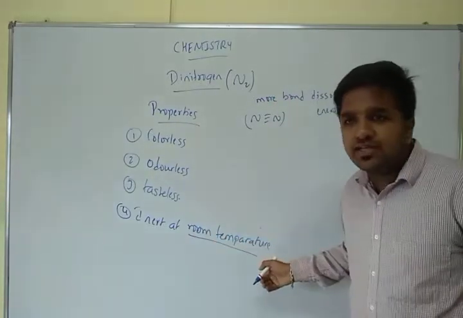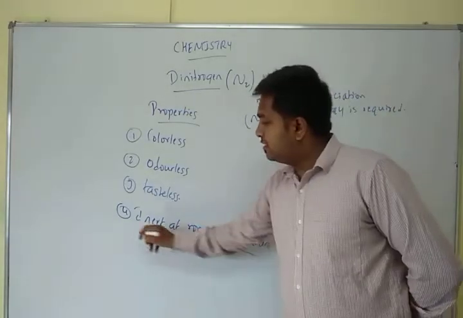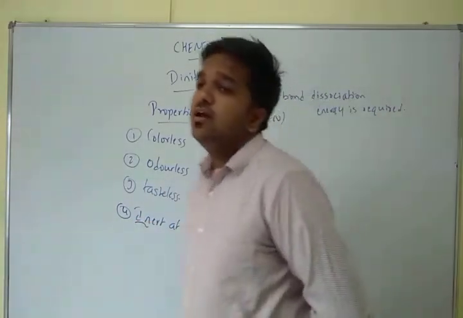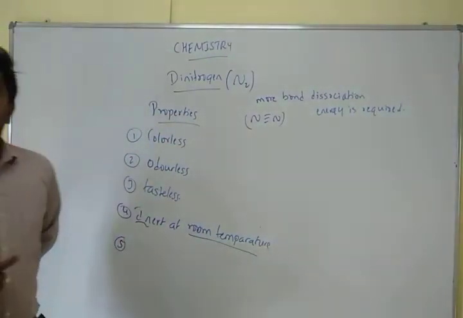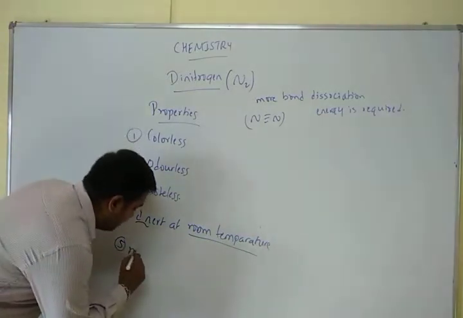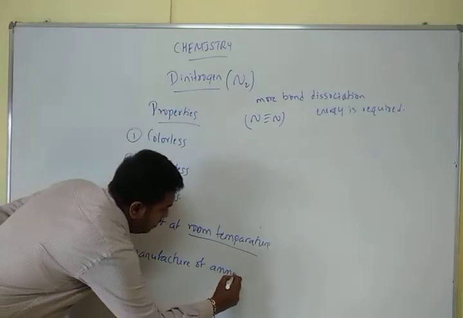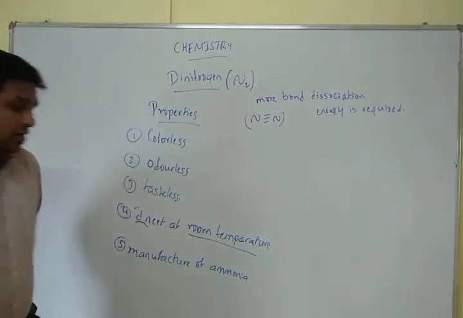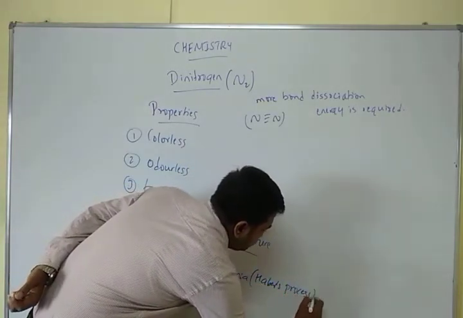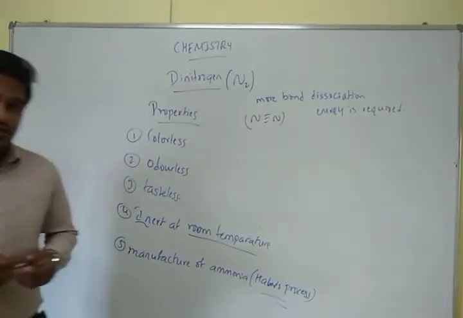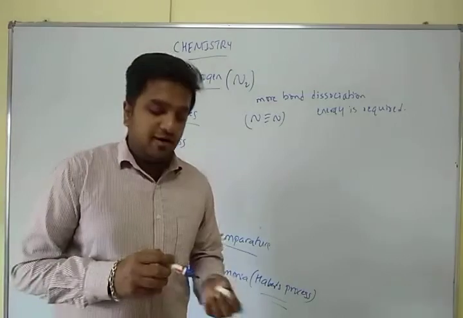But if you increase the temperature, the energy supplied increases and it can easily break this bond. Clear? So the inert property will go away. These are the main properties of dinitrogen. The main use of dinitrogen is in the manufacture of ammonia. The famous process is Haber's process. We need more focus on this inert property of dinitrogen.